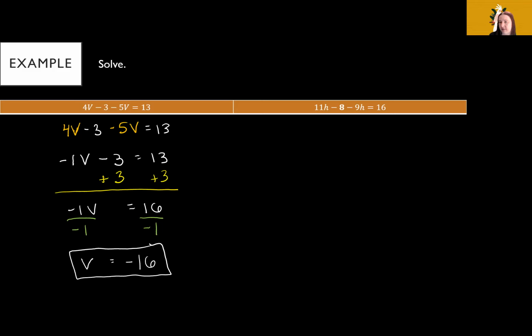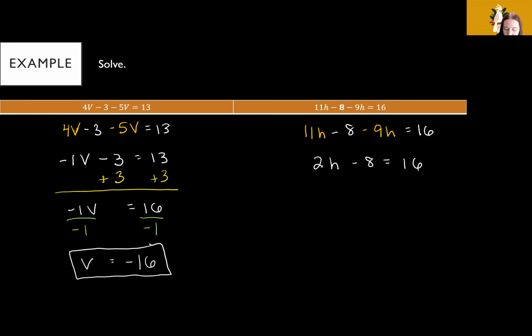So now the one on the right is set up very similarly. You can see it's got different letters, different numbers, but it's basically the same setup. So you're going to be doing it the same sort of way. We have 11h minus 8 minus 9h equals 16. And I do encourage you when you're doing your stuff on paper to color code like I am, because it can help you keep track of what you're doing. So we need to combine like terms. So I need to do 11h minus 9h. So 11 minus 9 is 2. So we get 2h minus 8 equals 16.